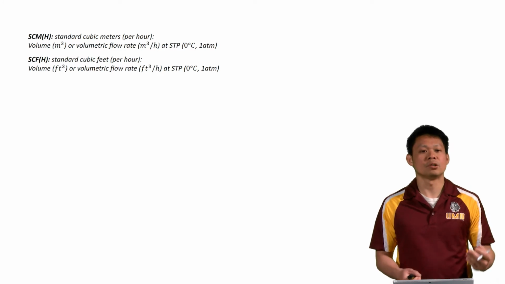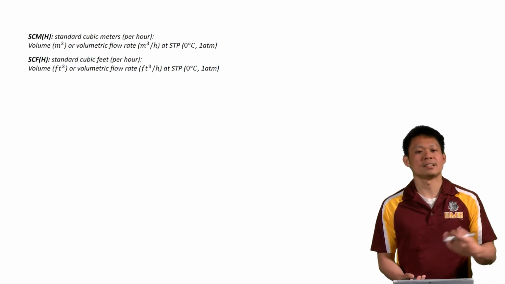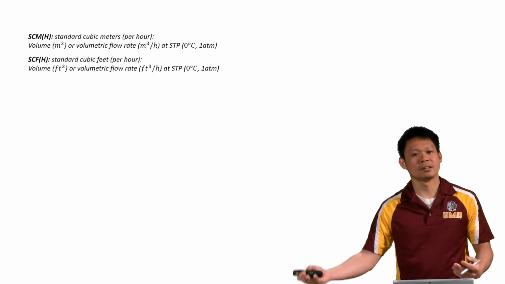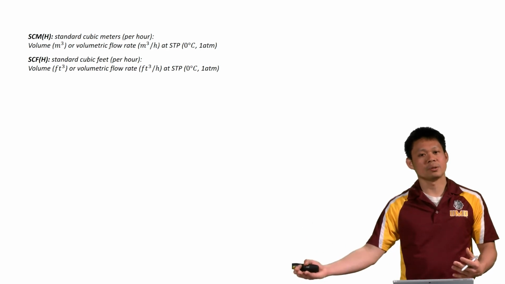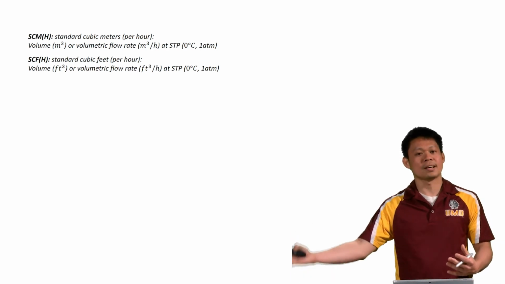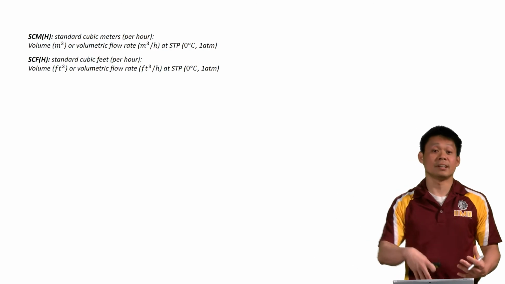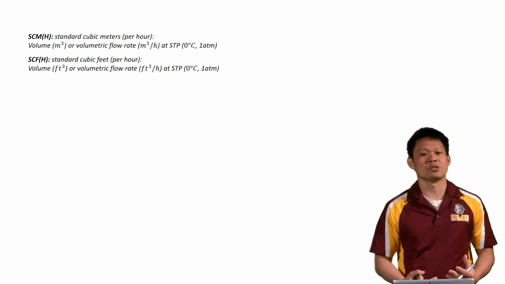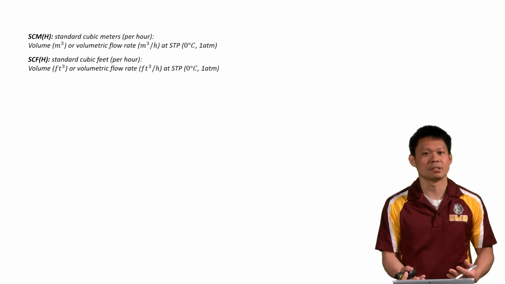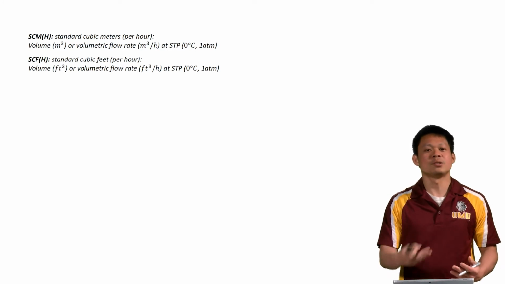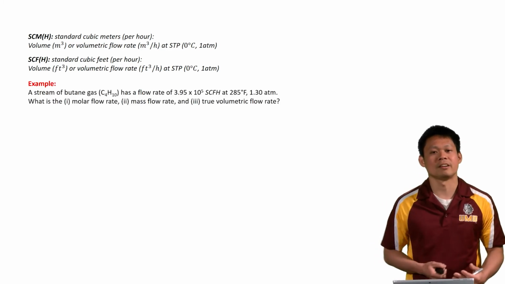This is the volumetric flow rate at standard conditions, not at the operating conditions. Whatever operating conditions you have, this is the flow rate if you took that flow rate and converted it into the standard temperature and pressure of 0 degrees C and 1 atmosphere. Sounds confusing? So let's use an example. Hopefully this will clarify everything.